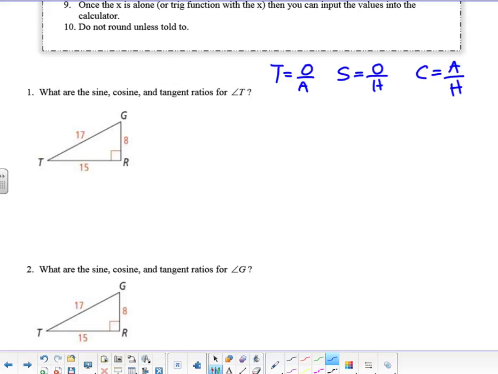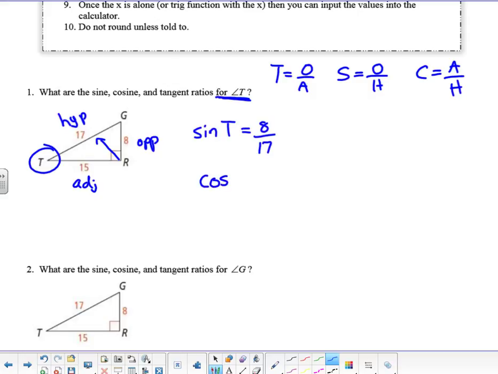So what is the sine for angle T? Again, remember it depends. The first thing I'm going to do is label my hypotenuse. That's opposite the right angle. Now I'm going to circle angle T. The circle is always going to touch the hypotenuse and the adjacent, and that means the remaining side is our opposite. So let's do sine. Sin of T equals opposite over hypotenuse, which is 8/17.